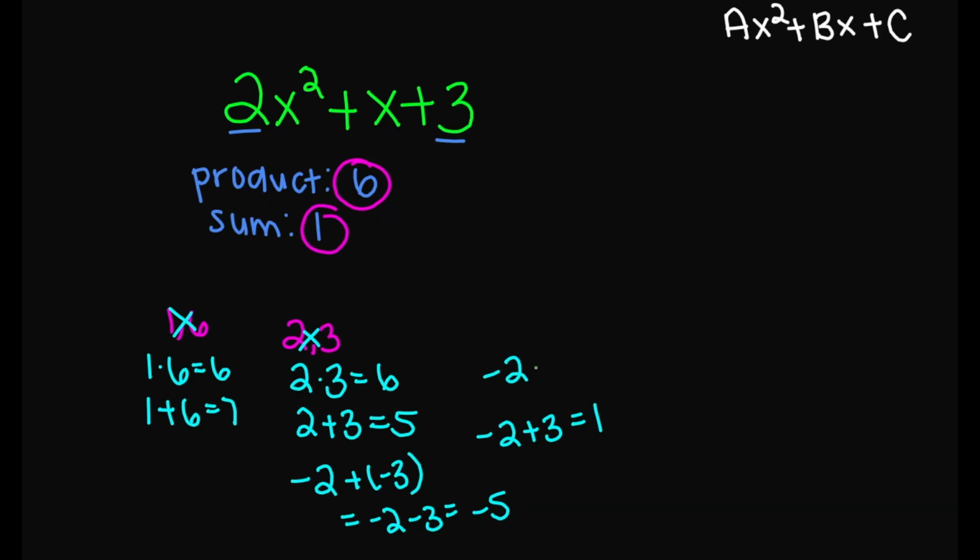Then if you did -2 plus 3, yes, this is going to give you a +1. But what if I did -2 times 3? This is going to give me a -6. So again, we can't use this. We're looking for a +6 and then, of course, a +1. So for this example here, this is going to be an example of a prime polynomial.